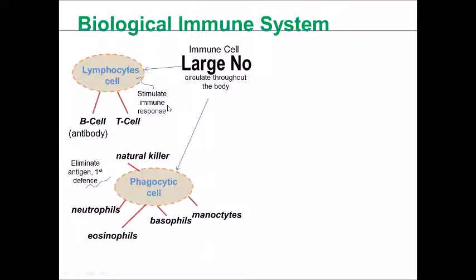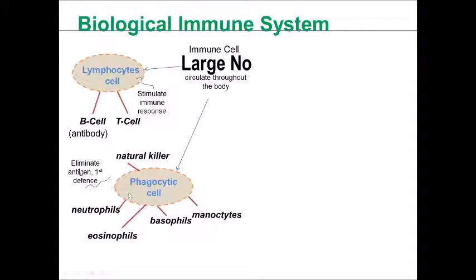So it will recognize, and once it decides this is an attack from a virus or bacteria, it will produce a response. So the B cell will produce the antibody, and then will memorize it for future defense. And we also have another type of immune cell, the phagocytic cell. This consists of many types of cells, natural killer, neutrophils, and all these things.